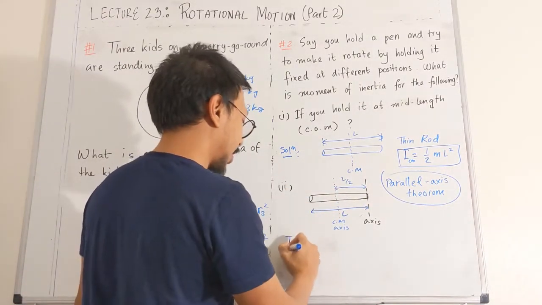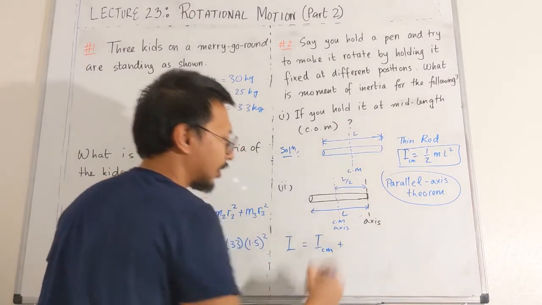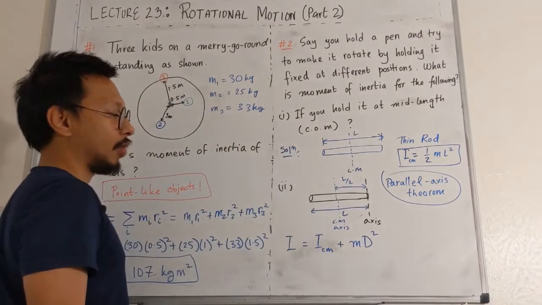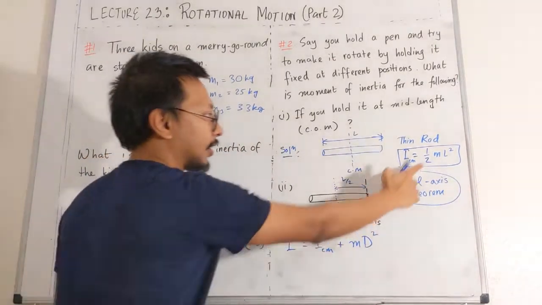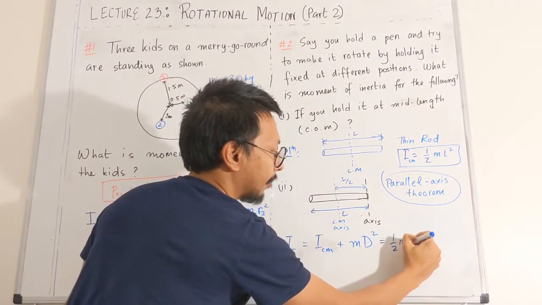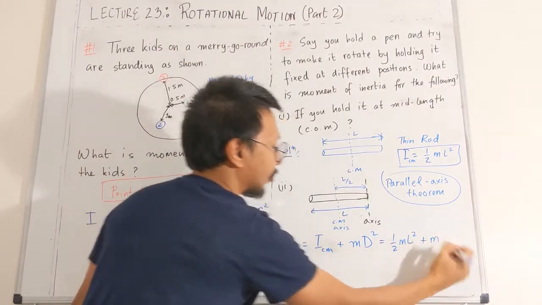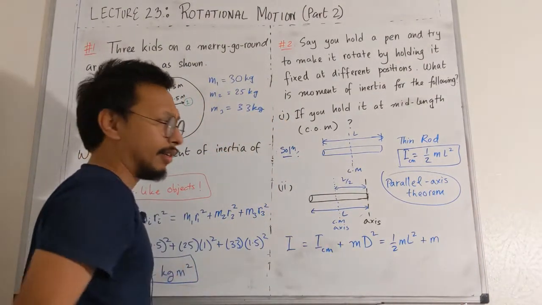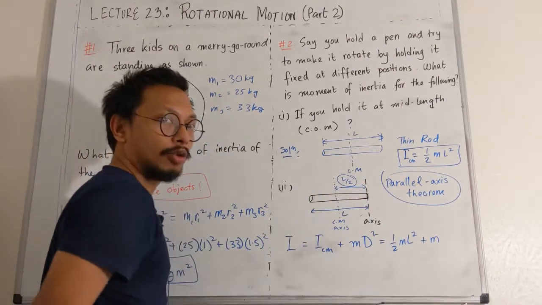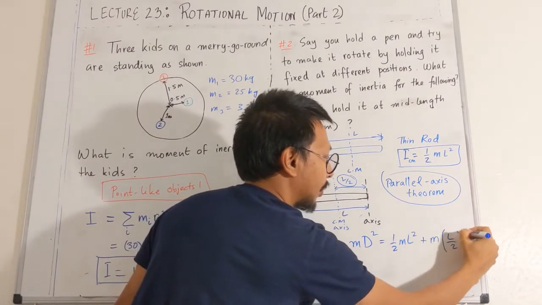So using parallel axis theorem, which told us I equals I center of mass plus mass of the object times the distance between the axes squared, the I center of mass is nothing but 1/12 ml squared from the table. Mass of the pen is, let's keep it to be m. What is d? d is L over 2. It is the distance between the two axes. d squared would then mean (L over 2) squared.